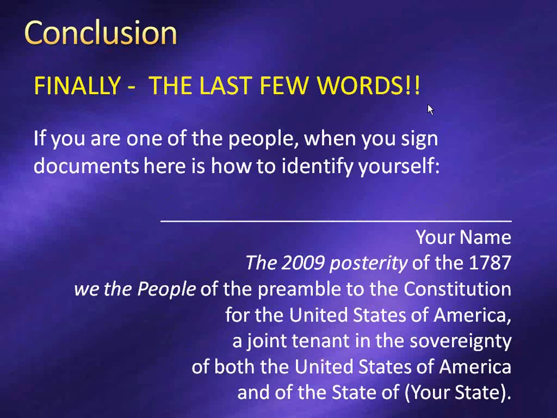Okay, we're at our conclusions now. And again, I'll repeat this. If you are one of the people, when you sign documents, here is how you identify yourself. You sign your name at the end of the document, and you type under there the 2009 posterity of the 1787 We the People of the Preamble to the Constitution for the United States of America, a joint tenant in the sovereignty of both the United States of America and of the state of, put in the name of your state. That is how you should sign your name. That identifies correctly who you are.